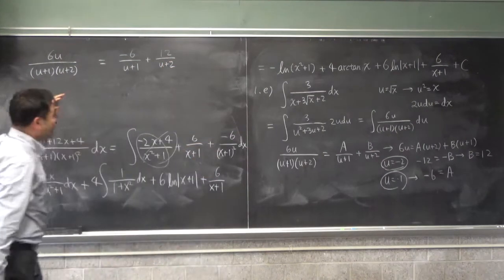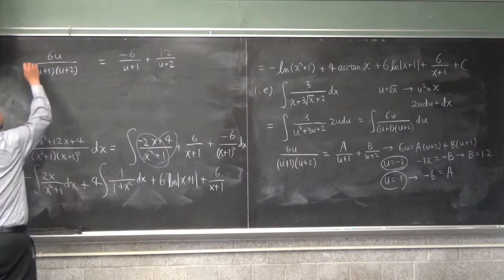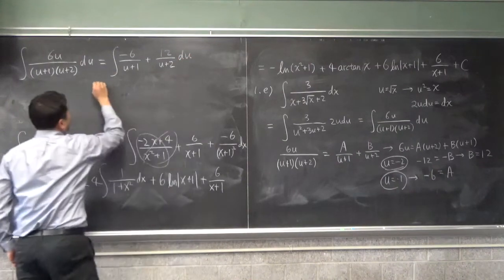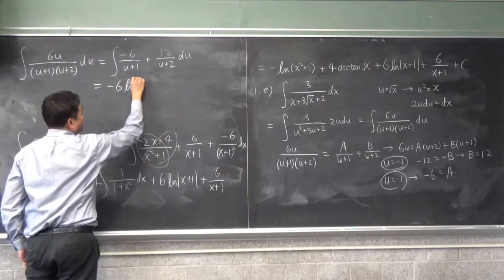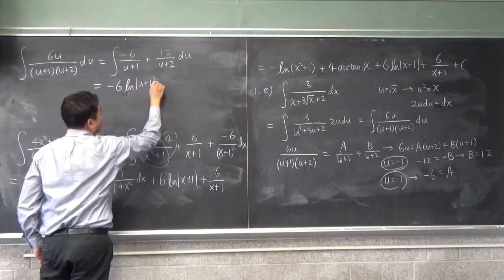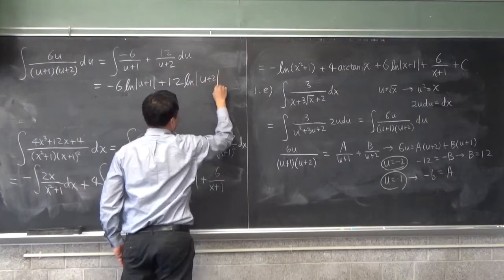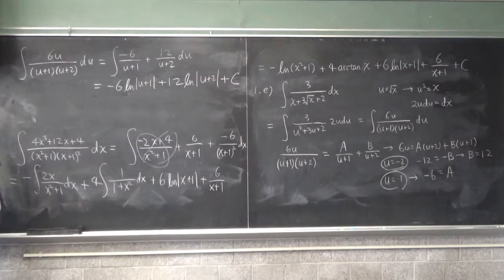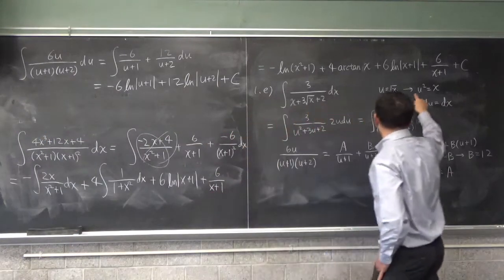And after identifying the partial fraction expansion, we can integrate both sides. And these integrals are relatively easy. So you have negative 6 ln of absolute value u plus 1 plus 12 ln of absolute value u plus 2. Don't forget the plus c. And that's it. No, that's not it. Why? You have to plug the u's back in. Yeah, u is square root of x, right?